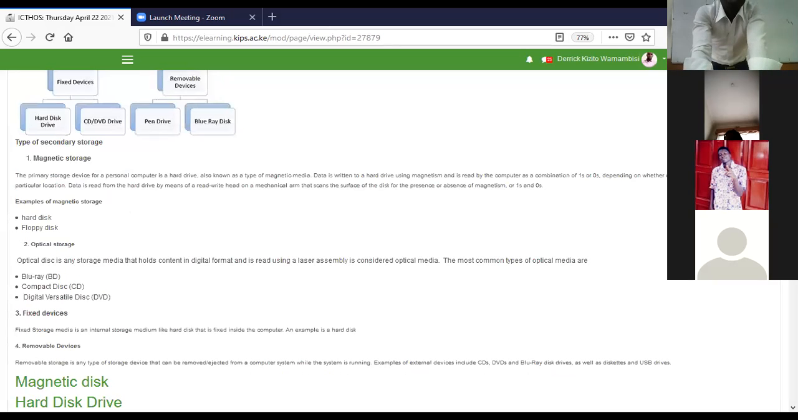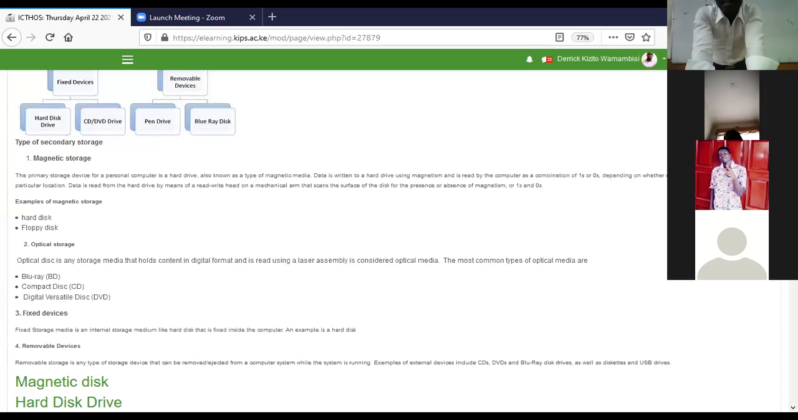Examples of magnetic storage, one is the hard disk, another is the floppy disk. Hard disk is of higher capacity in terms of size as compared to floppy disk. Floppy goes up to 3.7 megabytes in size. Hard disk goes up to even 1 terabyte. Okay, another form of storage is optical storage. It uses laser light to store and access data. Examples are Blu-ray, compact disk and digital versatile disks.